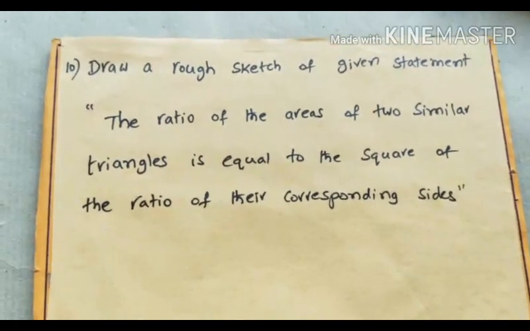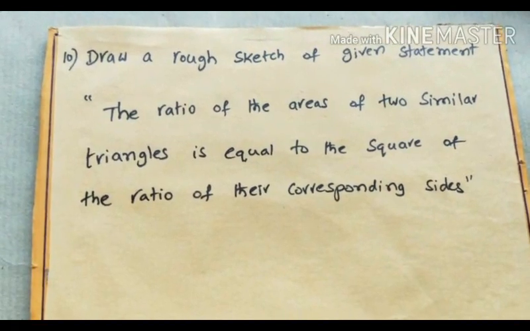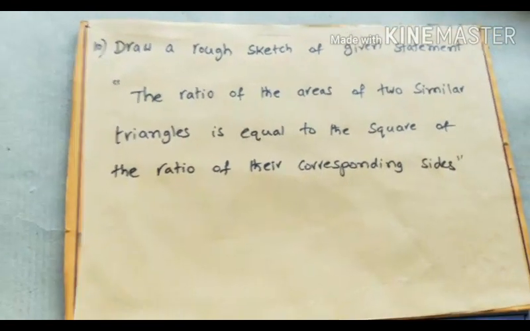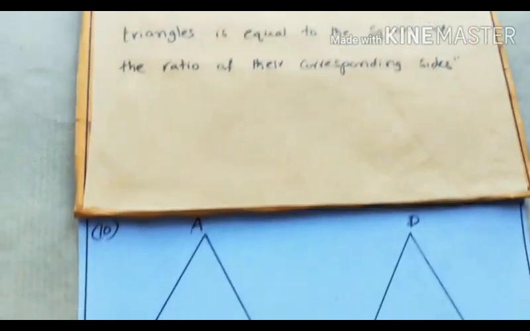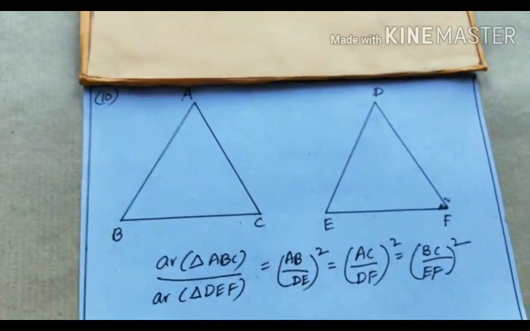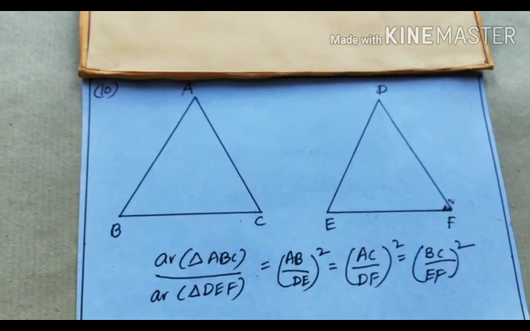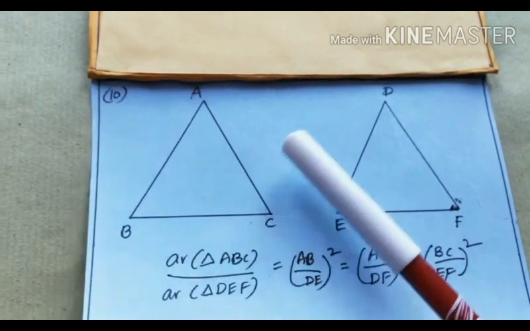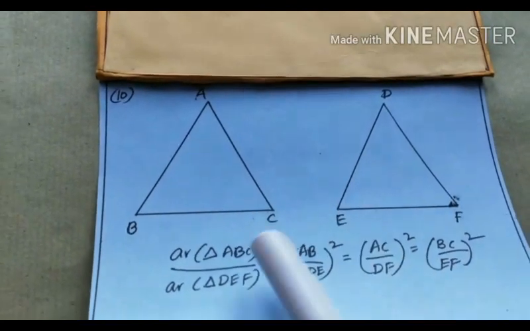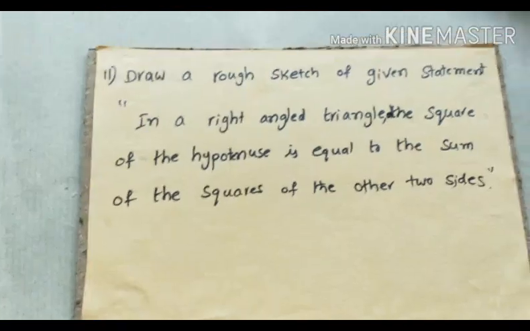This is 10th question. Draw a rough sketch of given statement. The ratio of the areas of two similar triangles is equal to the square of the ratio of their corresponding sides. This is area of similar triangles theorem. So here is the figure. Area of triangle ABC by area of triangle DEF equals (AB by DE) whole square, that is equal to (AC by DF) whole square, that equals (BC by EF) whole square.